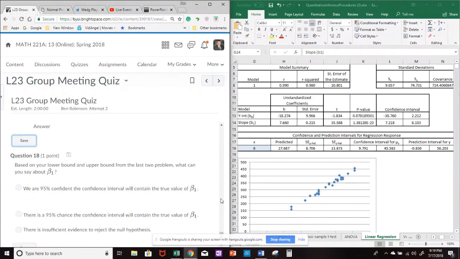All right. Is it down to me again? Yes. Based on your lower bound and upper bound for the last two problems, what can you say about beta 1? We are 95% confident that the confidence interval will contain the true value. Okay.